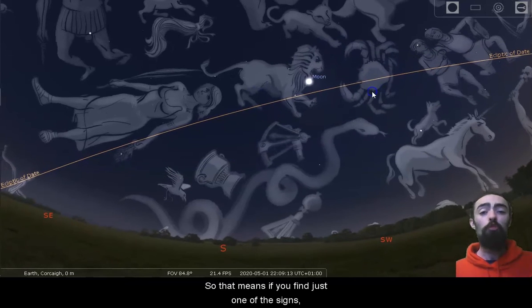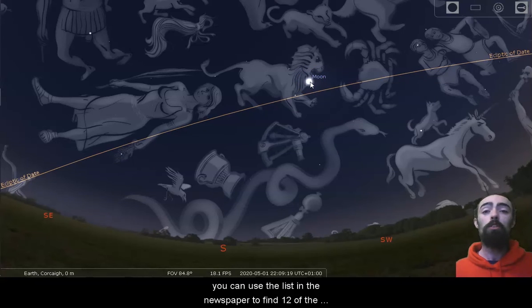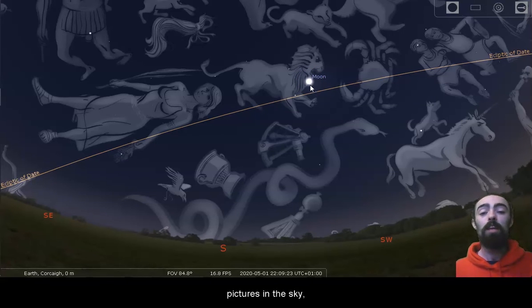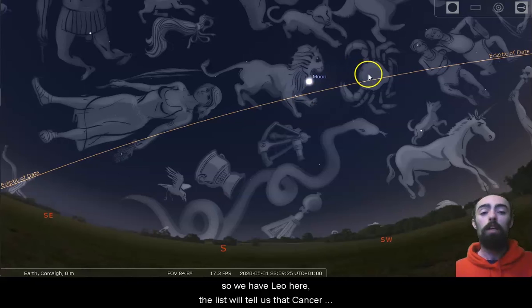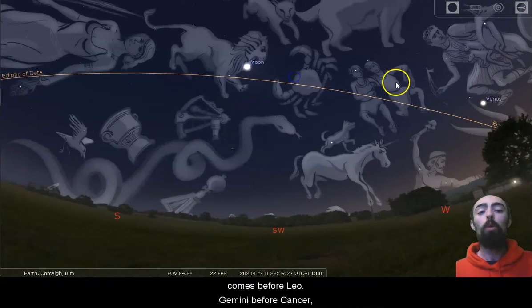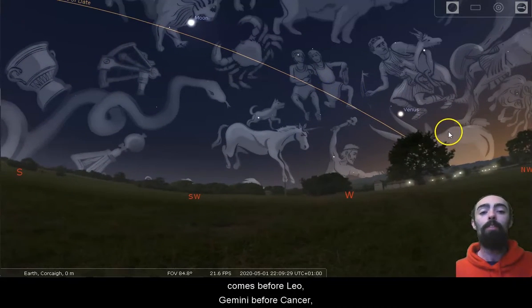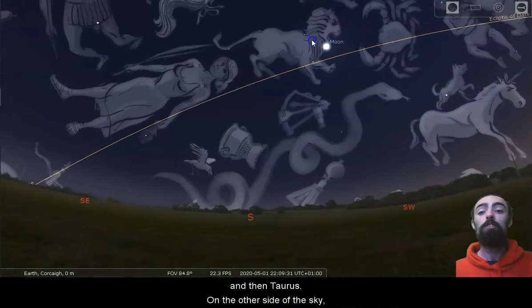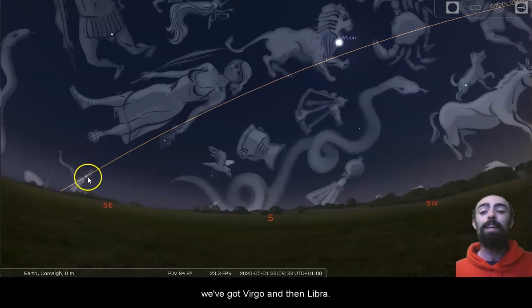So that means if you find just one of the signs, one of the zodiacal constellations, you can use the list in the newspaper to find 12 of the pictures in the sky. So we have Leo here. The list will tell us that Cancer comes before Leo, Gemini before Cancer, and then Taurus. On the other side of the sky, we've got Virgo and then Libra.